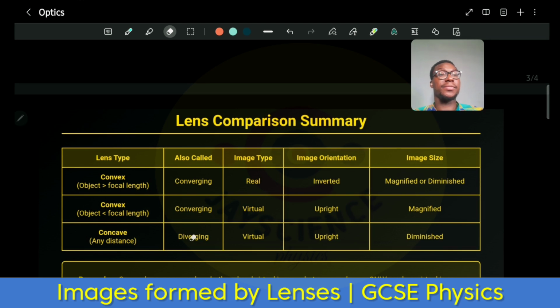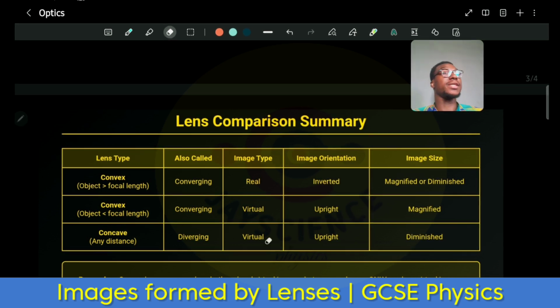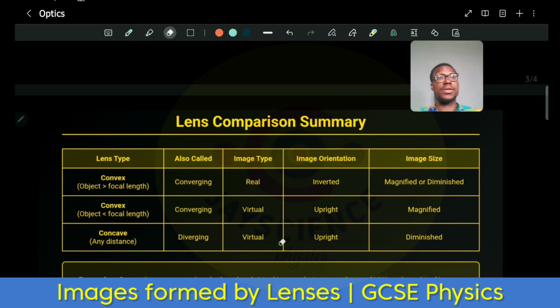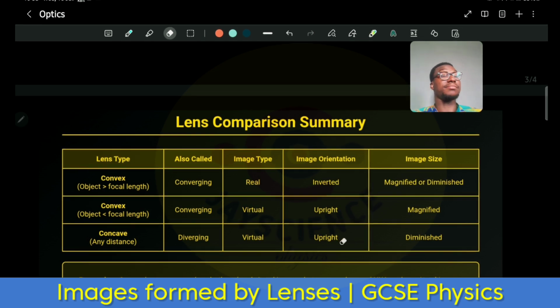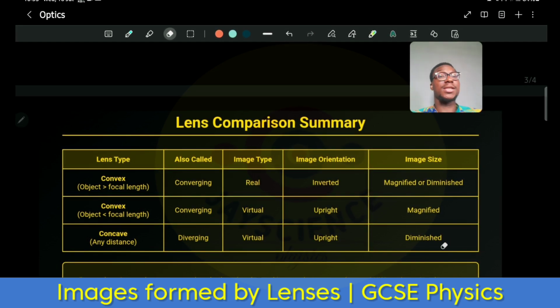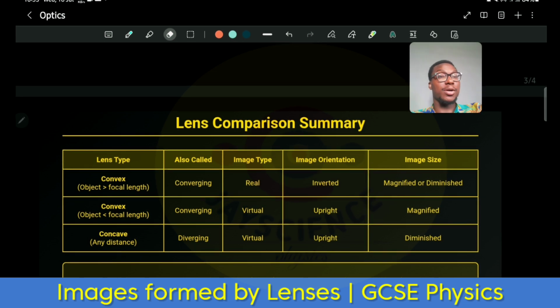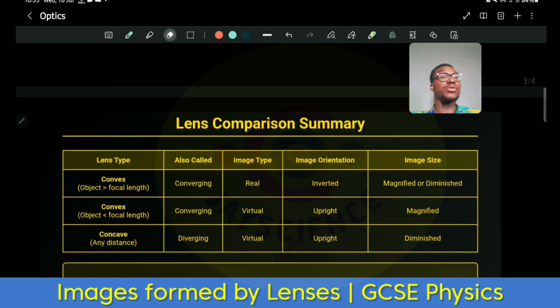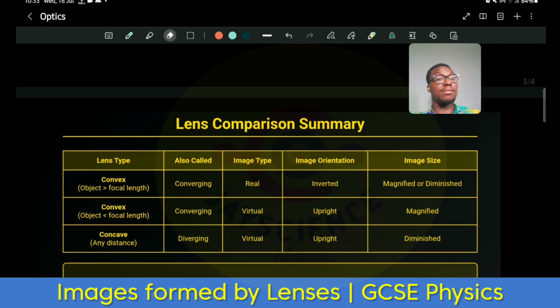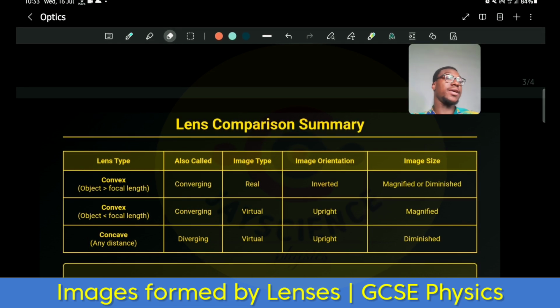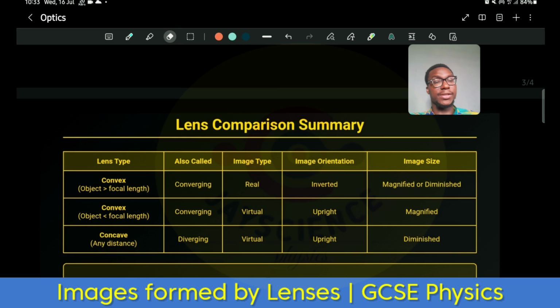For concave, also called diverging, the image type is always virtual. Image orientation, upright. Image size, diminished. Key point, convex lenses can produce both real and virtual images, but concave only produces virtual images.